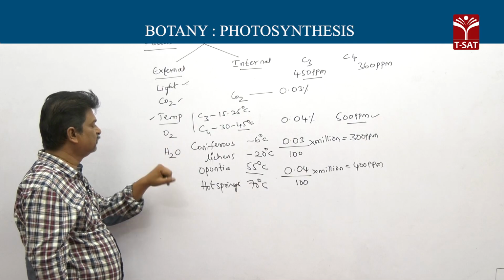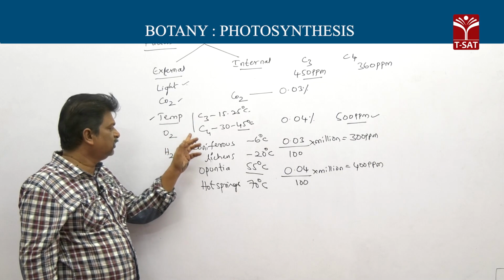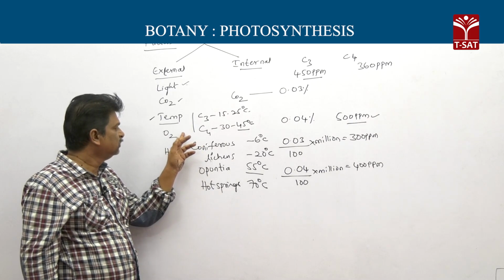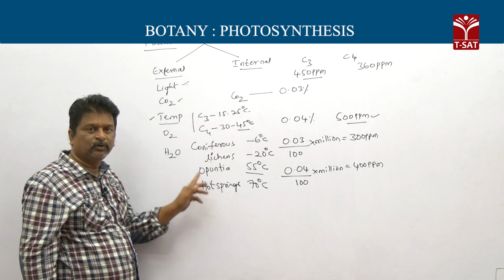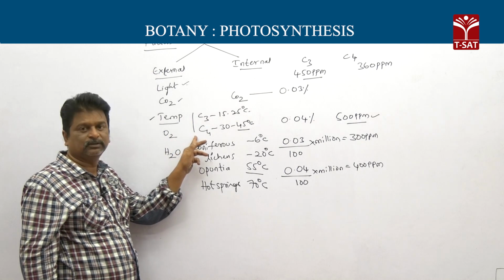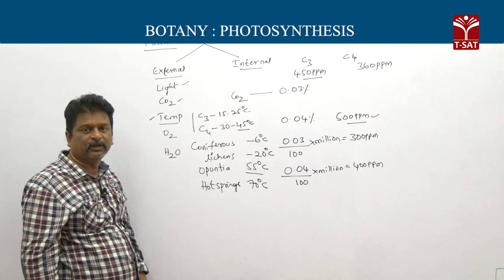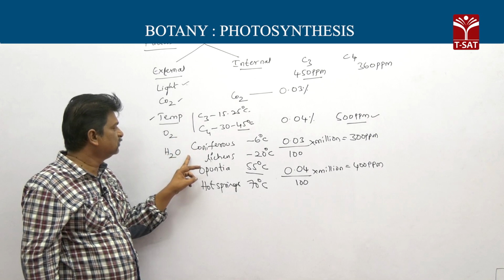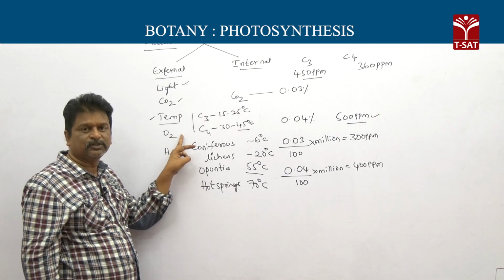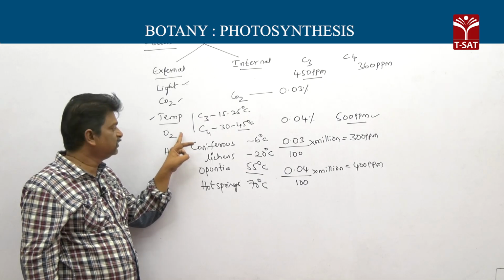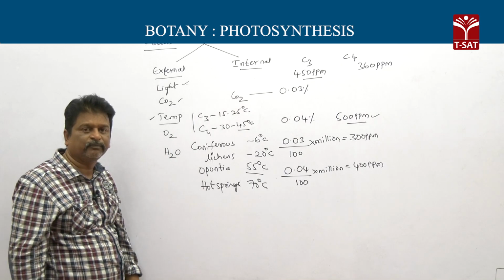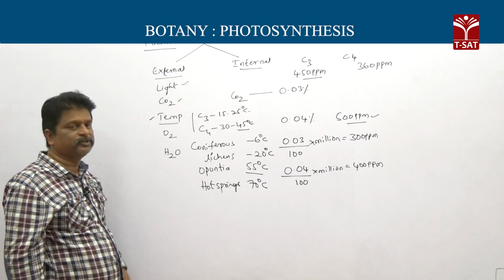Next one is oxygen. Oxygen is not used in photosynthesis. Instead of utilization, oxygen is released during photosynthesis. But this oxygen has an effect on photosynthesis, particularly an inhibitory effect of oxygen on photosynthesis in C3 plants, first reported by Warburg. So, it is called the Warburg effect, and it is nothing but photorespiration.